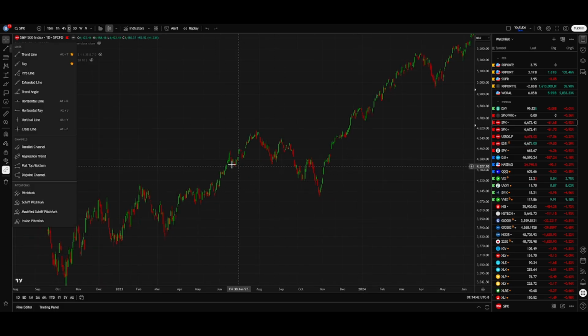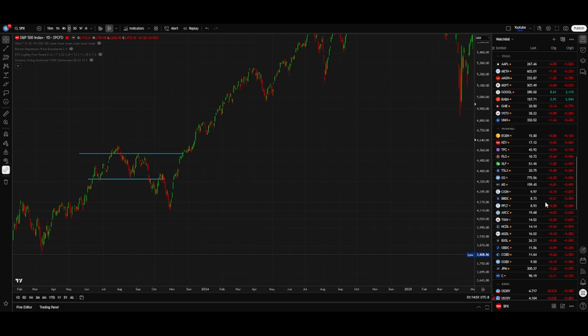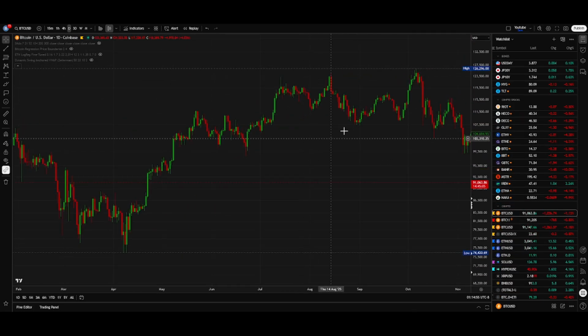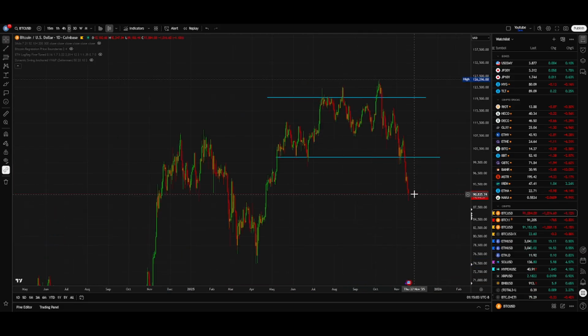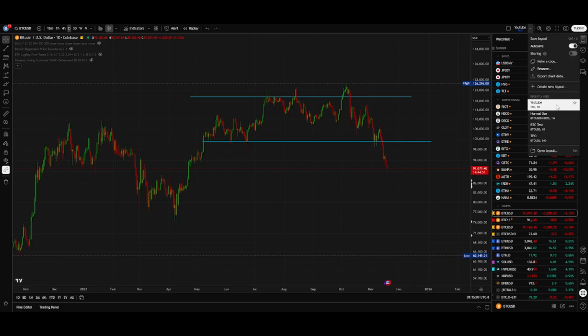Again, you can go back however far you want, but when you start getting these choppy zones, that's not good. You don't want that. And Bitcoin definitely has that going on. That's a lot of chop, right? That's a lot of chop. And sure enough, it's breaking down.